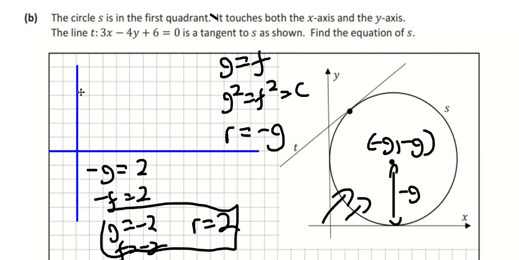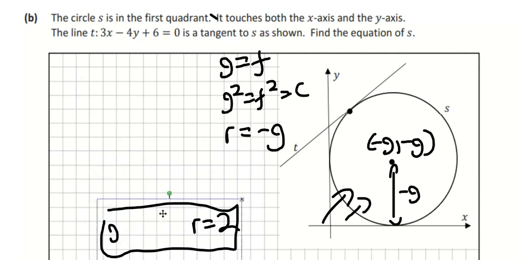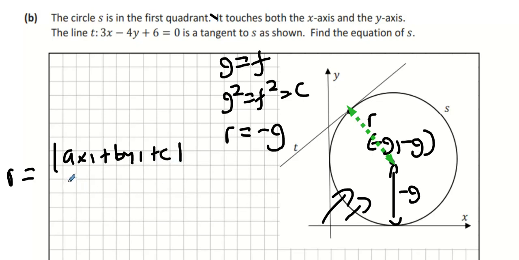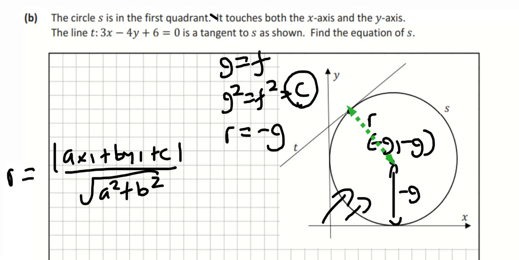We can now use the perpendicular distance formula because we have the equation of a line that is pretty far away from it. This is a very difficult question, by the way, lads. We know that this distance here is the radius. So radius equals ax1 plus by1 plus c all over the square root of a squared plus b squared. Okay, but this c is a different c, so we're just going to rub that out for a minute.